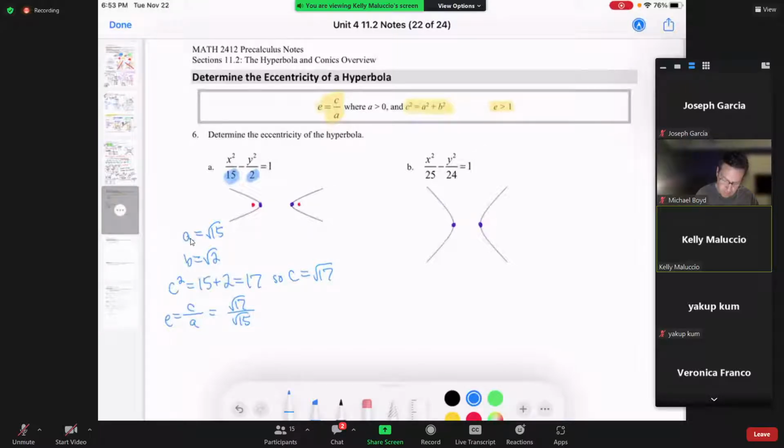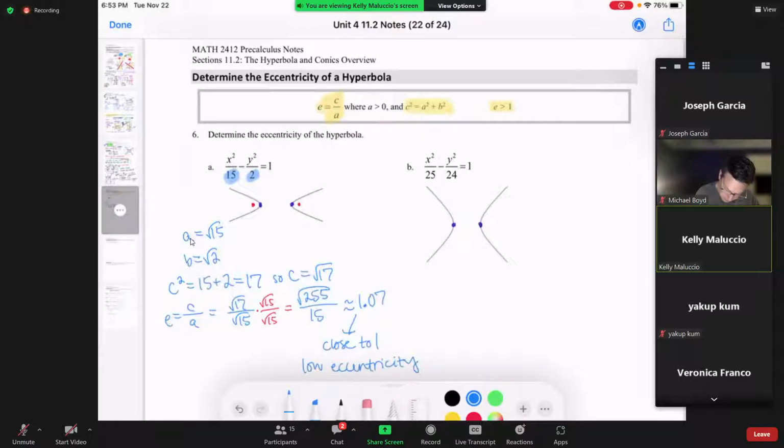Yikes, right? So we would rationalize this. And this is going to end up being the square root of 17 times 15, which is 255, divided by 15. And we're going to want a decimal for this because that's just not helping me. So I did get that, it was like 1.07 or something. So this is close. Notice how this is close to 1, and we consider this to be low eccentricity.